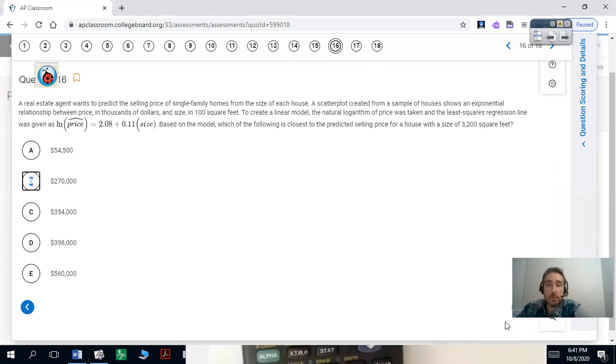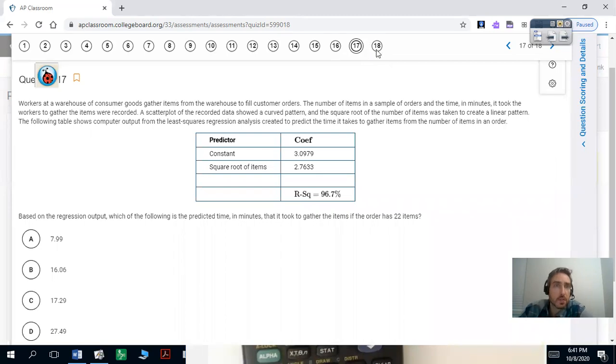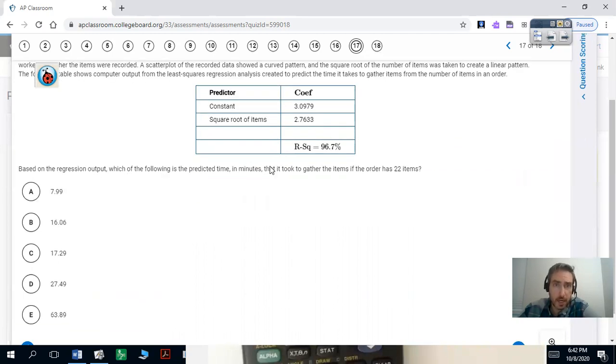Question 17. Workers at a warehouse of consumer goods gather items to fill customer orders. The number of items in a sample of orders and the time in minutes it took the workers to gather the items was recorded. The scatter plot of the recorded data showed a curved pattern, and the square root of the number of items was taken to create a linear pattern. The following table shows computer output from the least squares regression analysis created to predict the time it takes to gather items from the number of items in an order. Based on the regression output, which of the following is the predicted time in minutes that it took to gather the items if the order has 22 items?